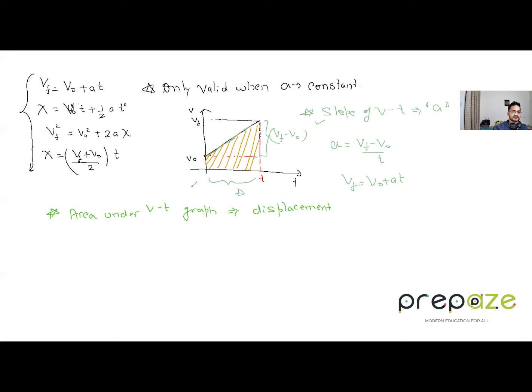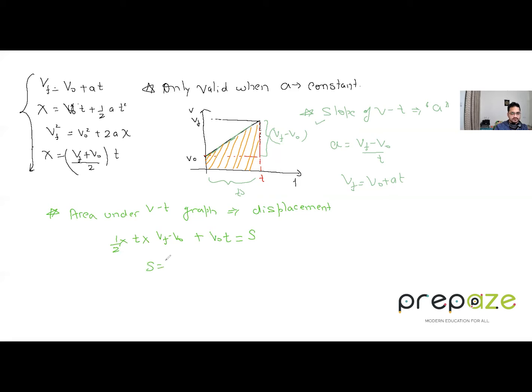Now, what is the area of this graph? We can see, initially we have a triangle. So the triangle area is half into base, which is t, into height. What is the height over here? Vf minus V naught. Plus the area of this rectangle over here, which is V naught into t. All right, that is basically the area. This is equal to the displacement S. This total thing is basically displacement S.